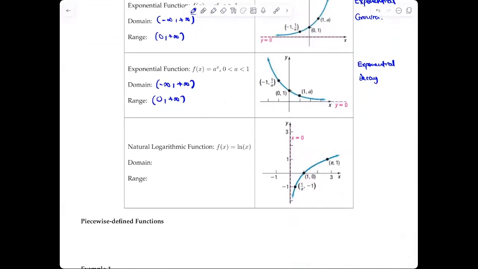So the last graph I want to show here in the family of functions is the natural logarithmic function. It's called ln of x, even though it's natural log, it's written ln. All right, so the domain here is from 0 to positive infinity, and the range is from negative infinity to positive infinity.